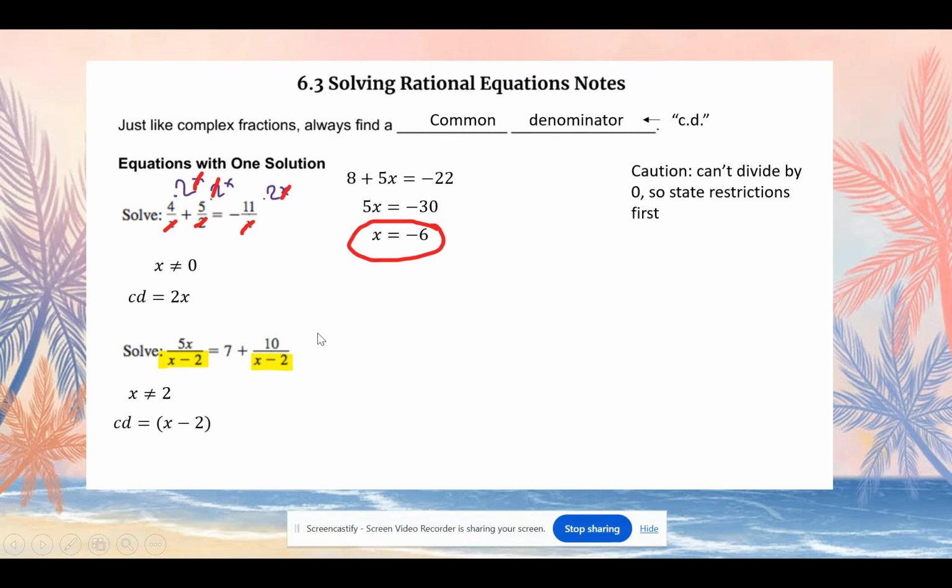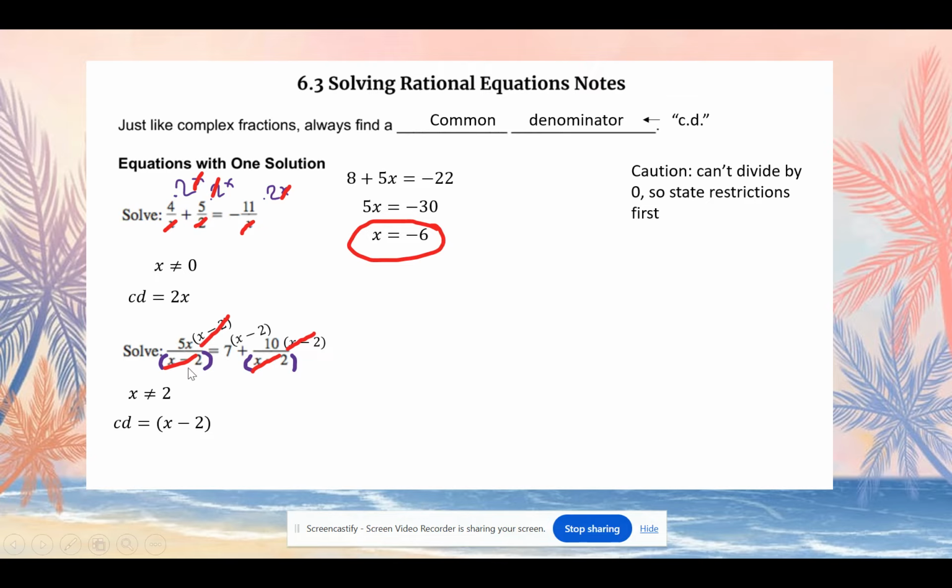And then I can see they both have x minus 2. That is the common denominator. So I'm going to go ahead and put x minus 2 up in all the tops just like that. I always like to draw parentheses around the bottom x minus 2 just so it's a little more obvious that you have some matches.